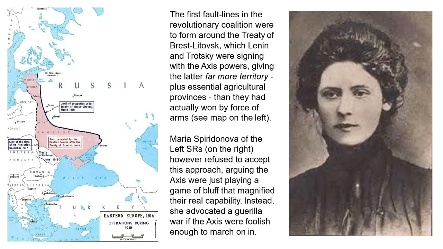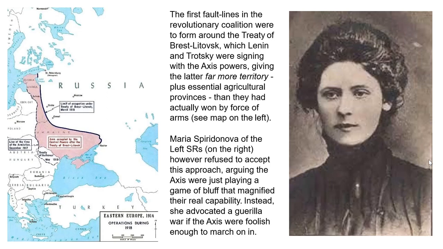Maria Spiridonova of the left SRs, however, refuses to accept this approach. She's saying, no, we are fighting class war now. And what is the point of going into treaties with bourgeois powers, which are going to be swept away by the revolution? So she's against that. And she had a good point that the Axis were just playing a game of bluff in the negotiations, and convincing Lenin and Trotsky and the Russian embassy that they were in a weaker position than they actually were.